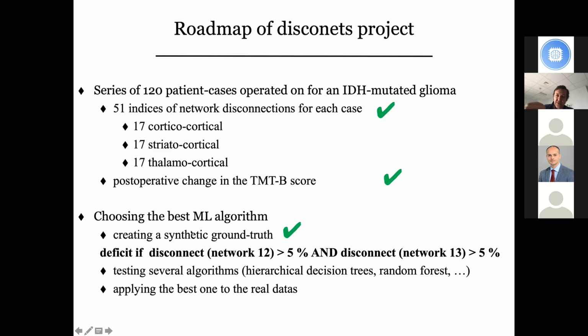That is, we have artificially decided that there would be a deficit if the disconnection of network 12 is higher than 5% and the disconnection of network 13 is higher than 5%, so that we have a ground truth on which we are currently testing several algorithms, hierarchical decision trees, random forest. That's where Bertrand Thirion is absolutely fantastic because he will help us to find the optimal algorithm. And once we have done this, we will apply the best algorithm to the real data and try to see if we can indeed predict the change in the trail-making test part B, depending on the surgical cavity.